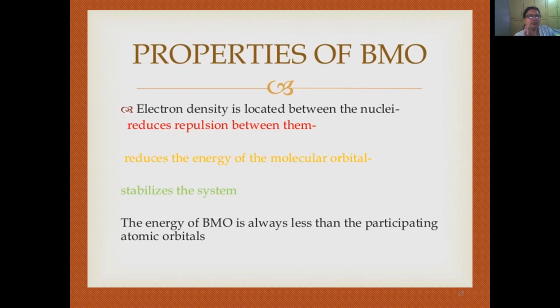That means the two separate atomic orbitals have higher energy than that of the molecular orbital that is formed. Next, it stabilizes the system. How does it stabilize the system? Because it is constructive in nature and it is an in-phase overlap. That is why it stabilizes the system. Then, the energy of a bonding molecular orbital is always less than the participating atomic orbitals. As I told you just now, the energy of the bonding molecular orbital formed will be less than the two separate atomic orbitals which undergo overlapping.